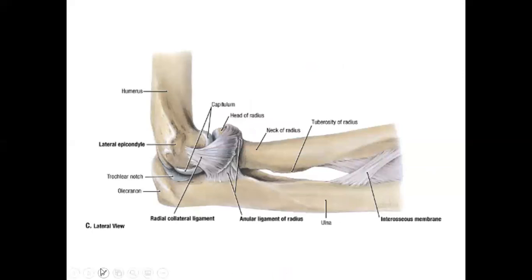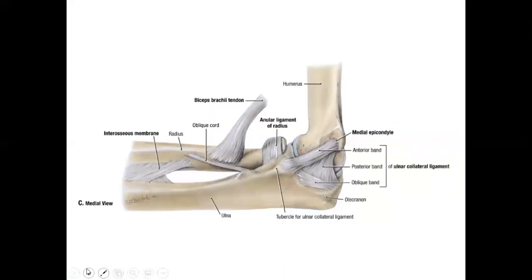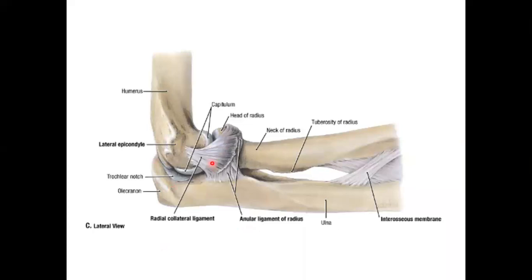Okay. So before, I believe that was a medial view, yes. And now this is a lateral view of the same joint. So again, they're pointing out your annular ligament that's going around the head of the radius. You have the radial collateral ligament. What else is important?